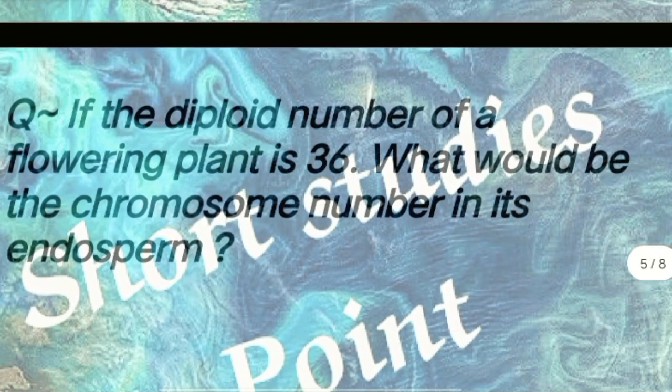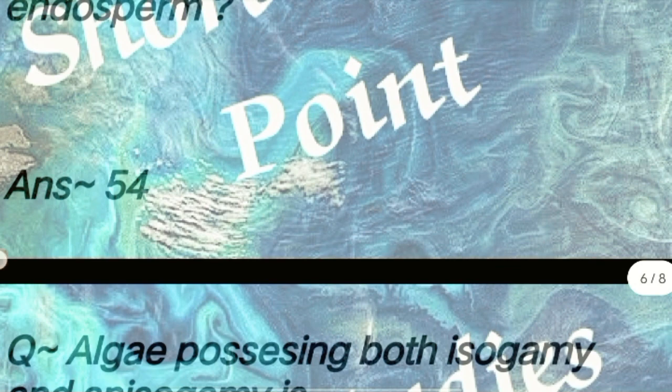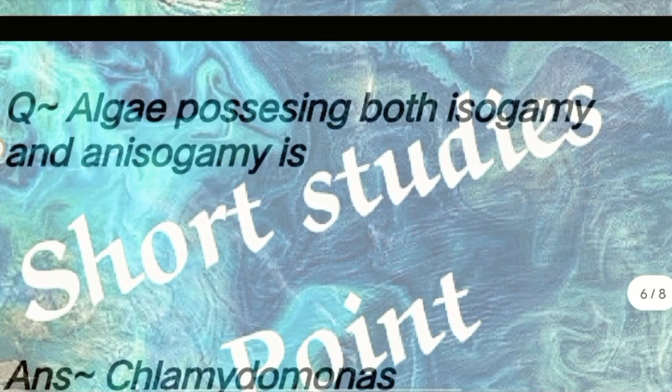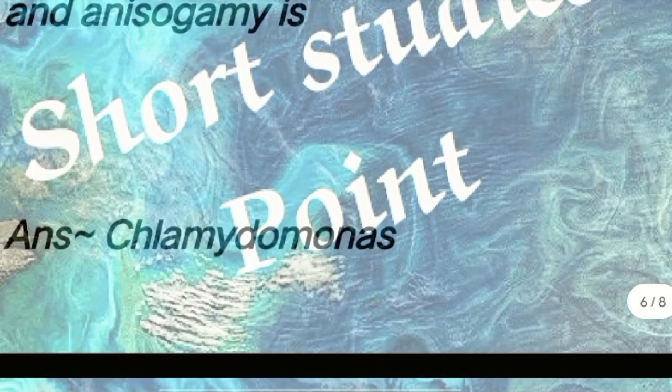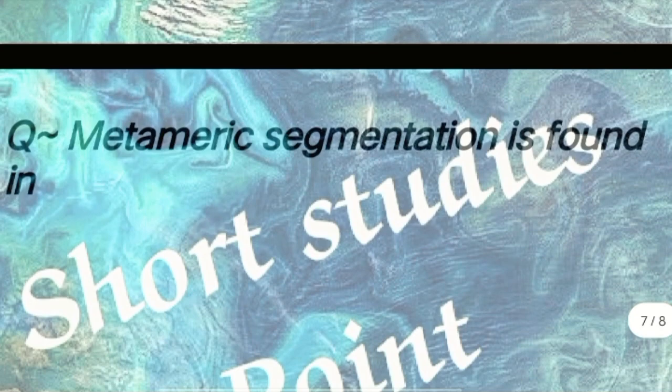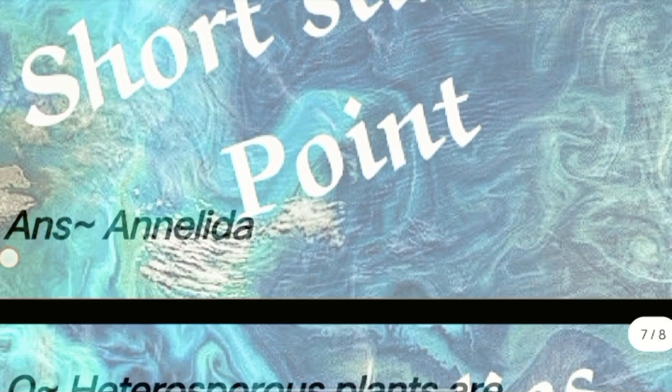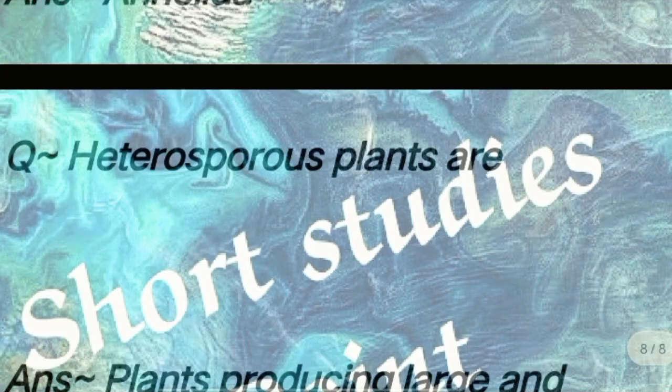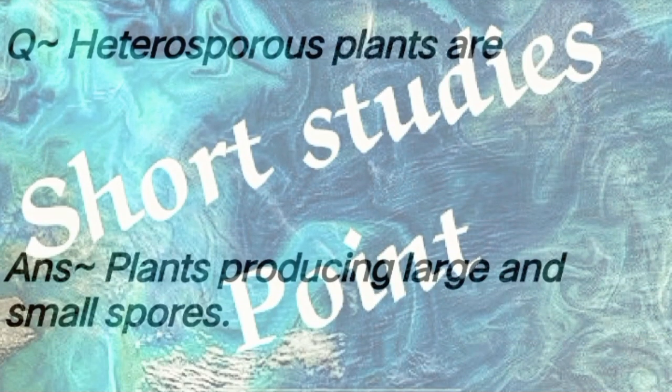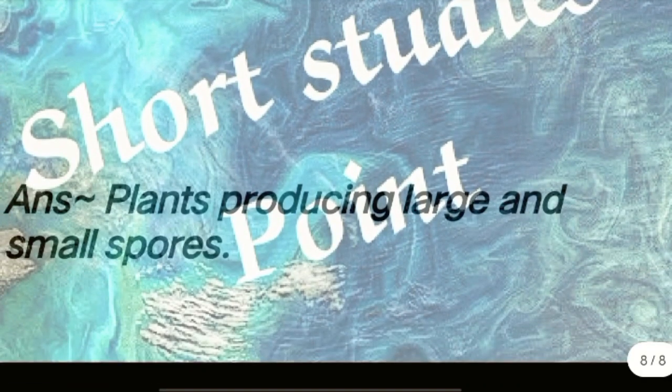Next question: In a flowering plant the diploid number is 36. What would be the chromosome number in its endosperm? Answer: 54. Next question: Algae possessing both isogamy and anisogamy? Answer: Chlamydomonas. Next question: Metameric segmentation is found in? Answer: Annelida. Next question: Heterosporous plants are? Answer: Plants producing large and small spores.